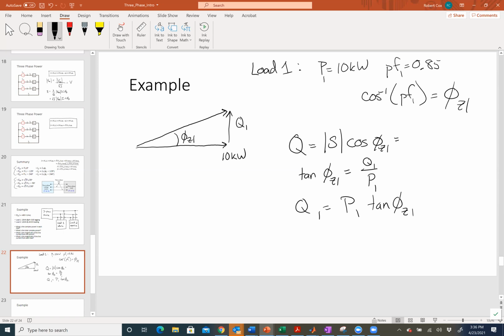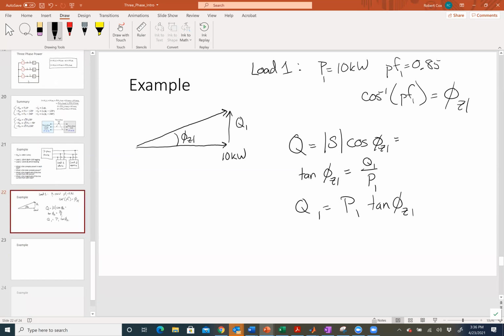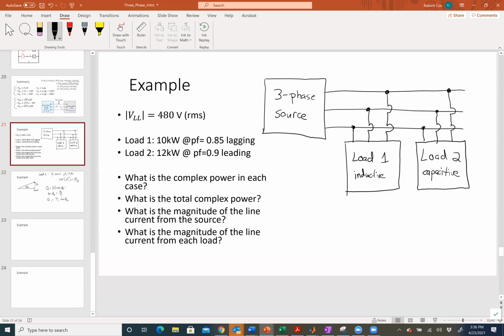Okay. Now, that's how I get that. We'll do the numbers here in a second. What about load 2? All right. How would I approach this load 2? So load 2 is 12 kilowatts, 0.9 power factor leading.